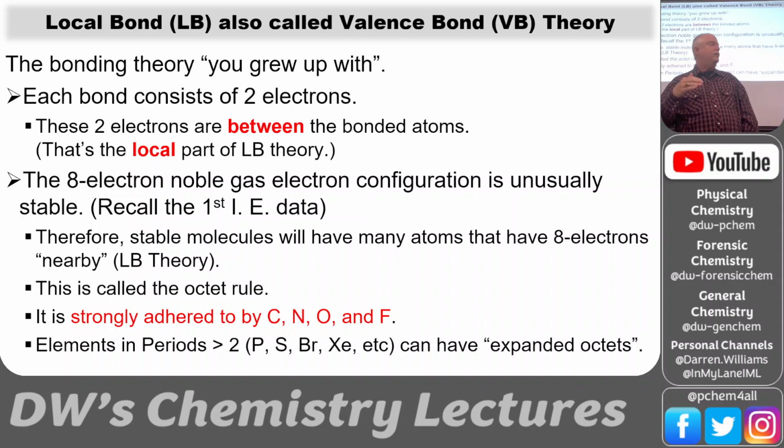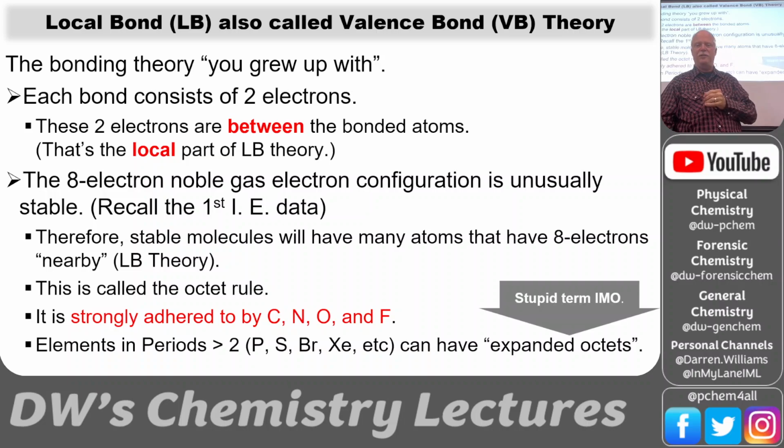And then the periods greater than 2, so period 3 on down, they can have larger electron clouds. And so we can expand that octet. And that's what they used to say when I was in your shoes. They called them expanded octets, which is an absolutely stupid phrase because 10 is not 8, right? So there's no such thing as an expanded octet. You could maybe say expanded valence. And so the new term is an expanded valence.